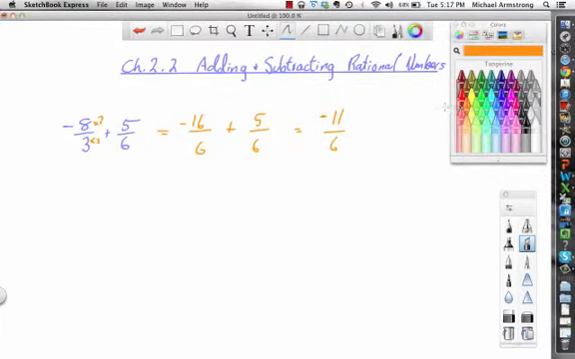Other than sometimes math books and math instructors want you to put it in as a mixed number instead of an improper fraction. So this is a fraction greater than 1 or smaller than a negative 1. So we'll change this to negative 1 and 5 sixths, because that's what 11 sixths would be. Negative 1 and 5 sixths. And that's kind of the gist of it.